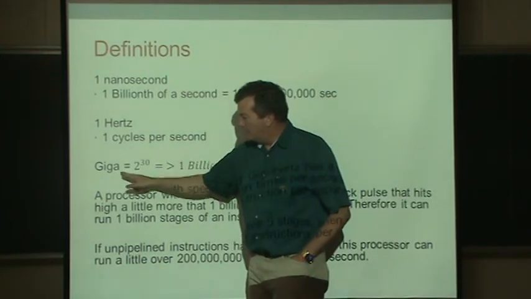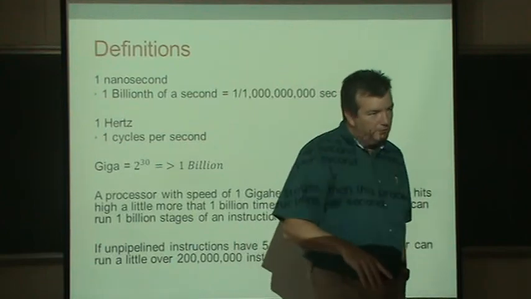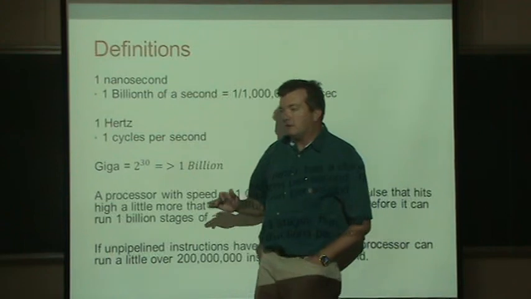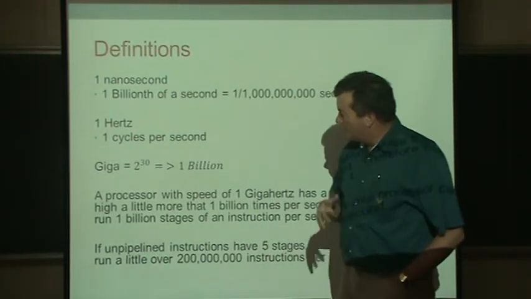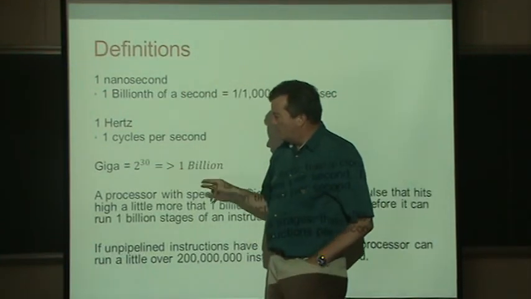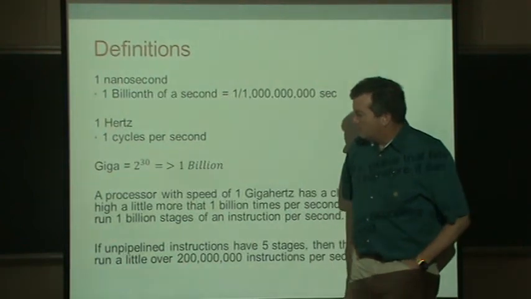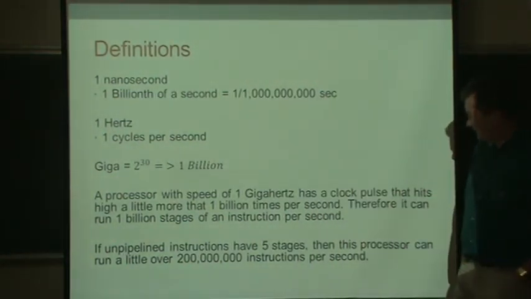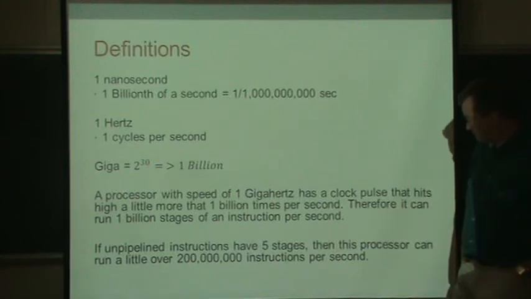What does giga mean? Giga means 2 to the 30th. Right? So just a little review. 2 to the 10th is a kilo, 2 to the 20th is mega, and 2 to the 30th is giga, which means approximately, I'm saying a little bit more than 1 billion. 2 to the 30th is a little bit more than 1 billion. So a processor with a speed of 1 gigahertz has a cycle pulse that hits high a little more than 1 billion times per second.